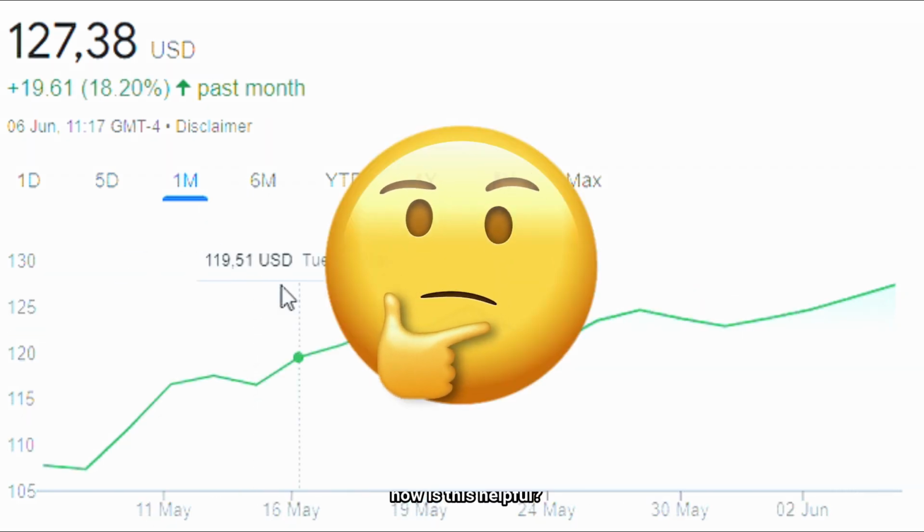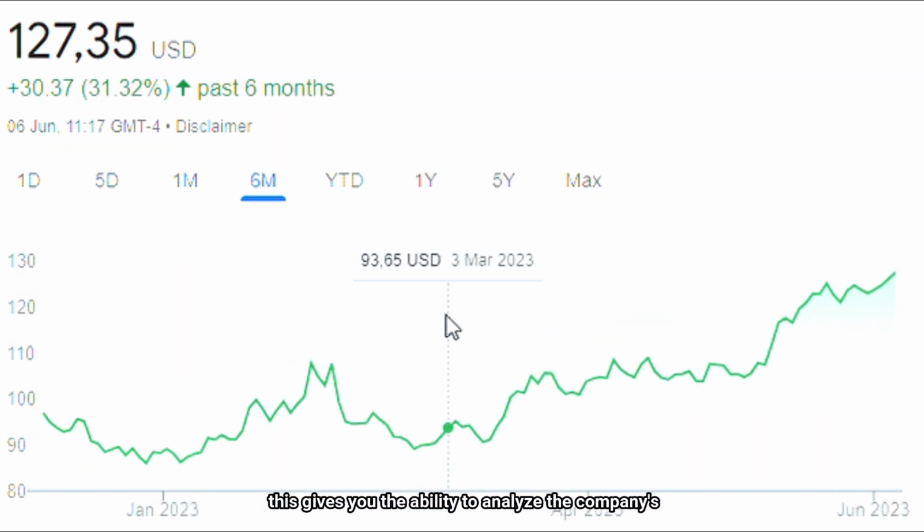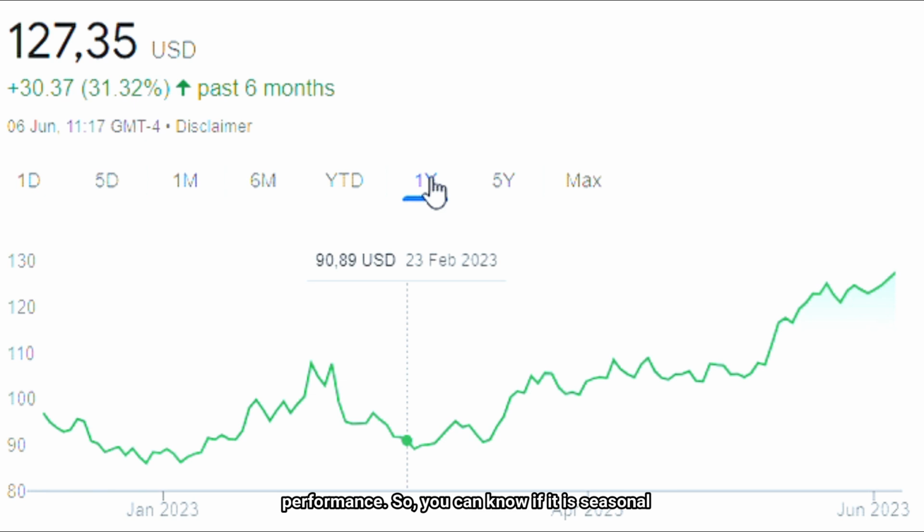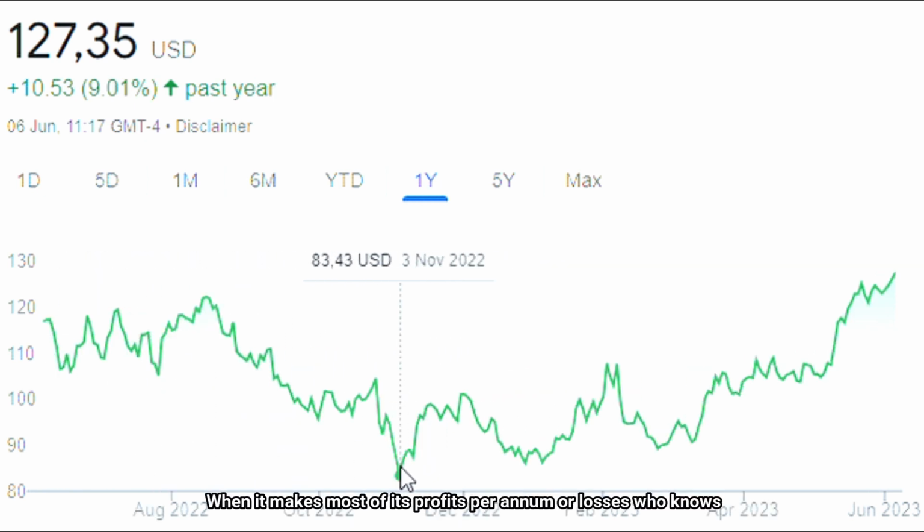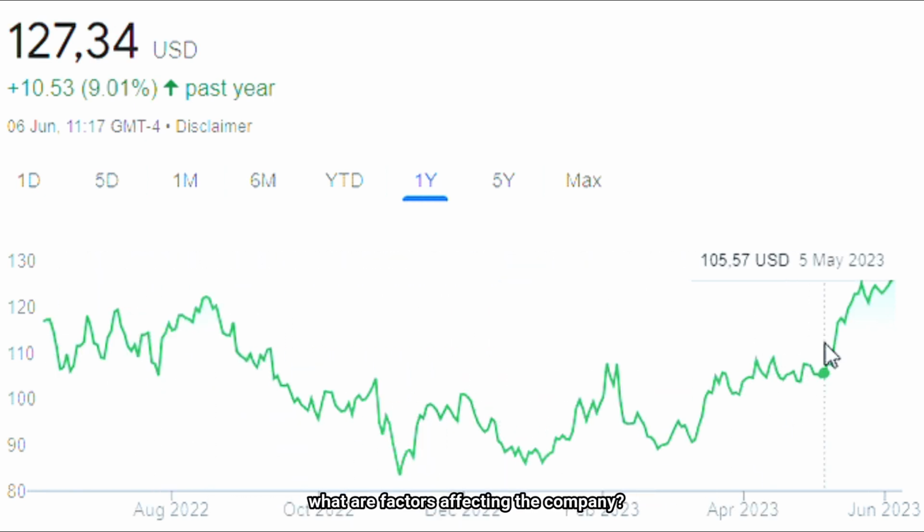How is this helpful? This gives you the ability to analyze the company's performance, so you can know if it's seasonal, when it makes most of its profits per annum, or losses. Who knows? What are the factors affecting the company?